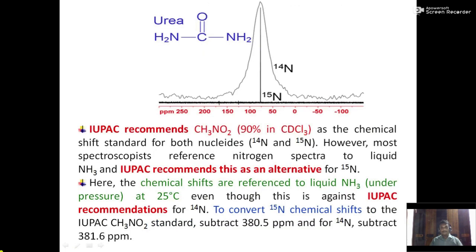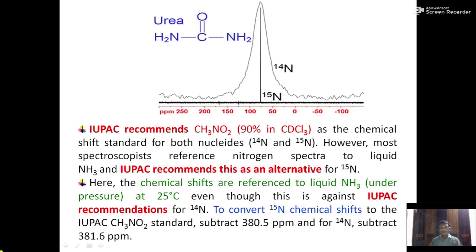Next we will see the nitrogen NMR spectrum. Where do we use this nitrogen NMR spectrum? In the case of high energy materials, most of the explosives use compounds which contain nitrogen. So many times the reviewer asks for the nitrogen 15 NMR spectrum. If you are working on high energy materials, methyl nitrate, its 90% solution in CDCl3, can be used as a reference standard, or you can use liquid ammonia as a reference standard.